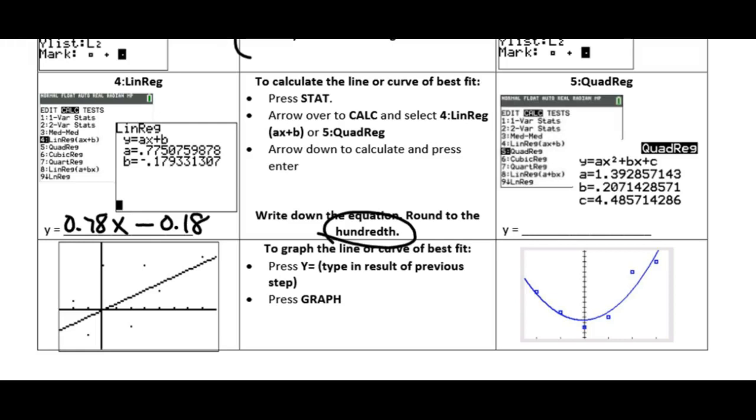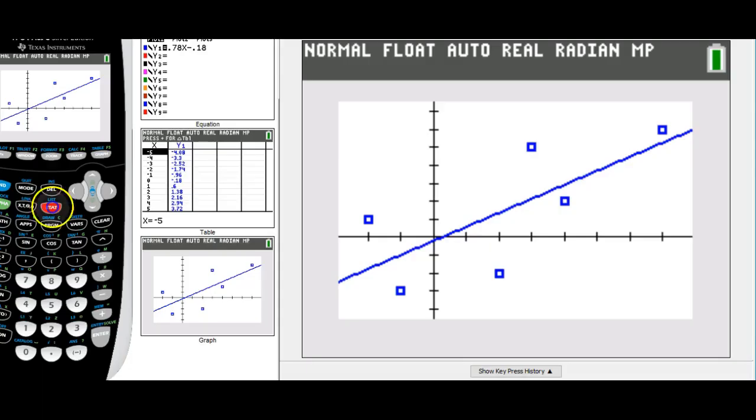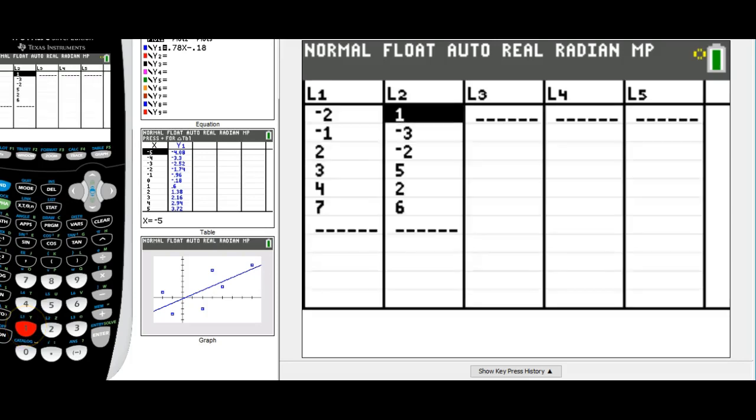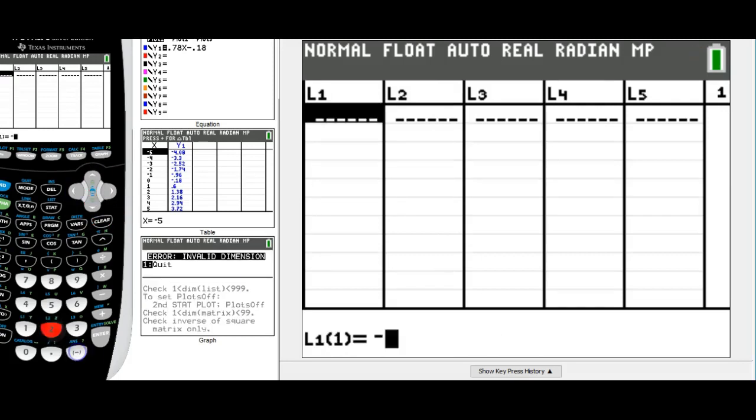So if it was quadratic, that's going to be the second one over here on the right. We're going to put these points in our calculator. So everybody go ahead and put those points in your calculator. You go to Stat, number 1 for Edit, clear your list out, and then you put your new values in: -2, -1, 0, 1, 2, 3.